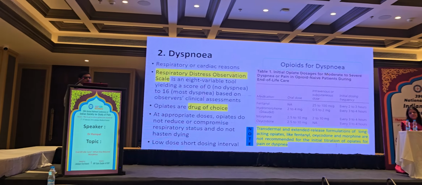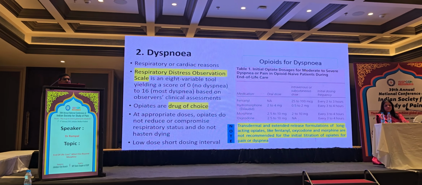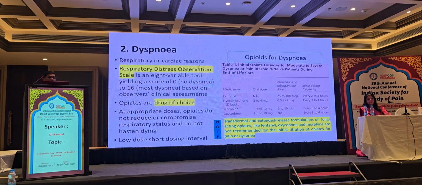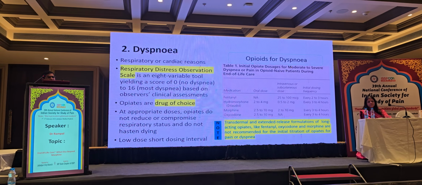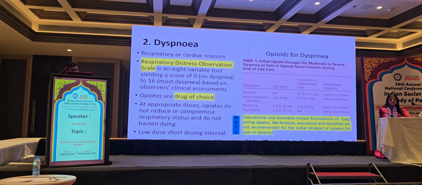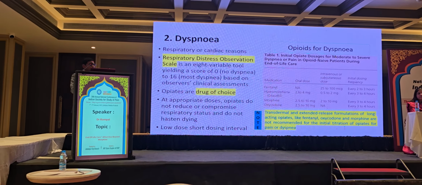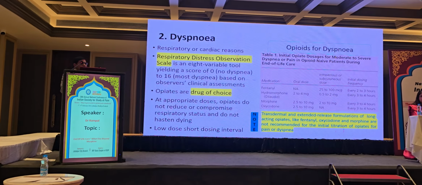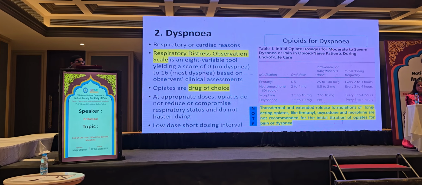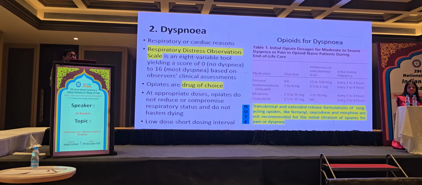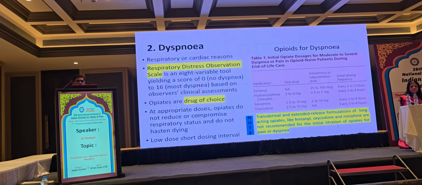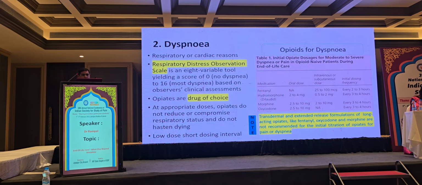Second symptom is dyspnea. Dyspnea in the terminally ill patient can be due to respiratory and cardiac causes. To measure the level of dyspnea, there is a 0 to 16 point scale, the respiratory distress observation scale, which is based on the observer's clinical assessment. For dyspnea, opioids are the drug of choice, and if we use opioids in small and adequate amounts, they do not compromise the respiratory status and do not hasten the dying process. So use low doses of opioids at short intervals.